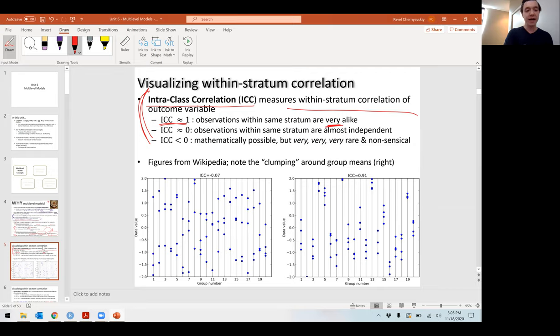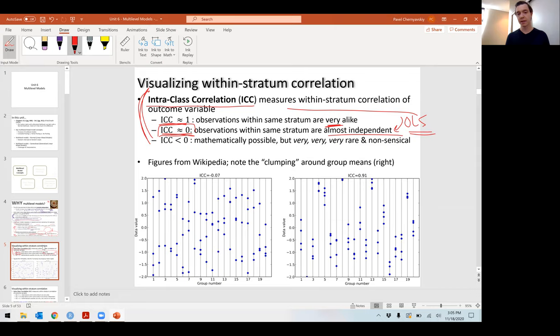If ICC is equal to zero, then observations are almost independent. And so this is also the case of your OLS models, your simple models where we assumed the observations are mutually independent. This is what we have been assuming to date. Even if there is some stratum that is unobserved, even if there is some stratum that is hard to measure, if your intra-class correlation is zero, you don't have to worry about it too much.